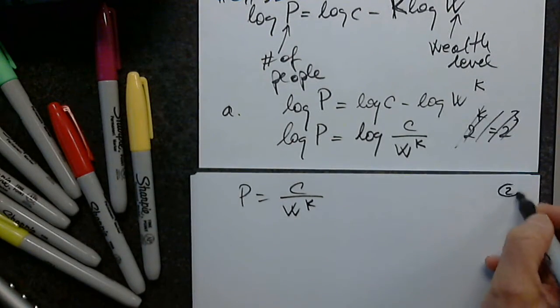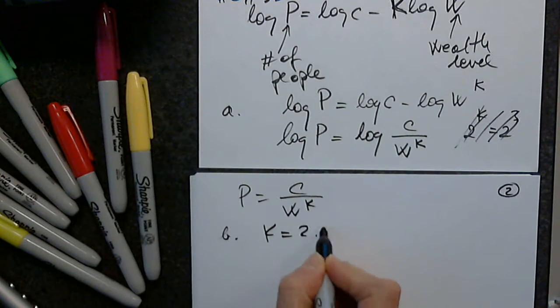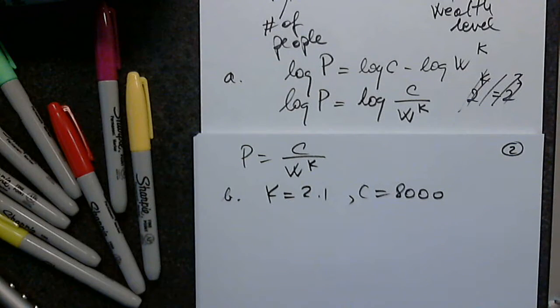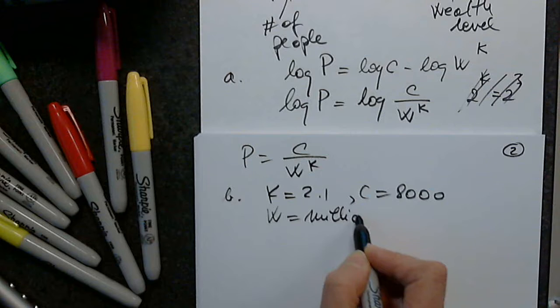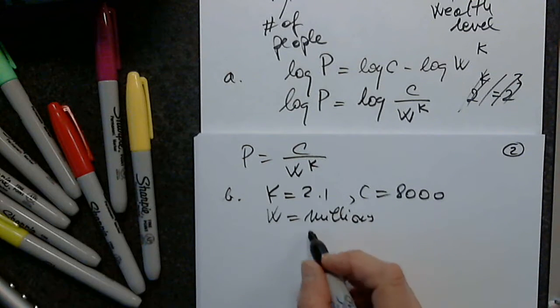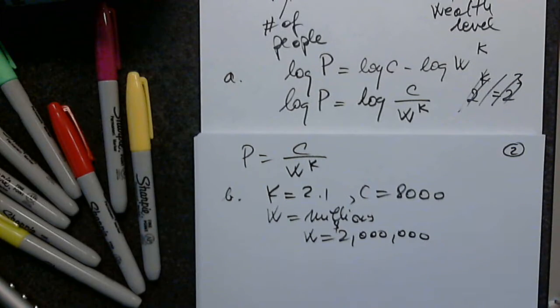Part B. Assume that k equals 2.1, lowercase c is 8,000, and W is measured in millions of dollars. Fine. Use part A to find the number of people who have 2 million or more. How many people have 10 million or more?